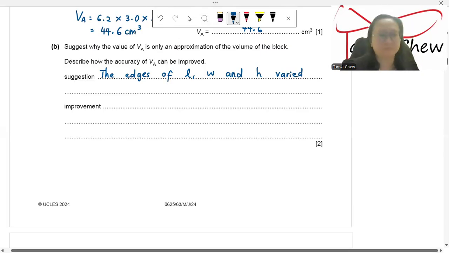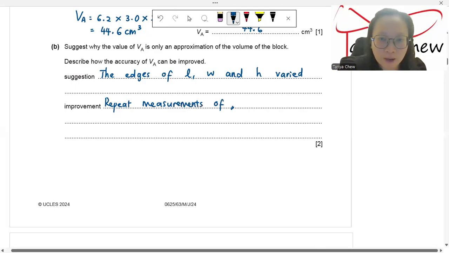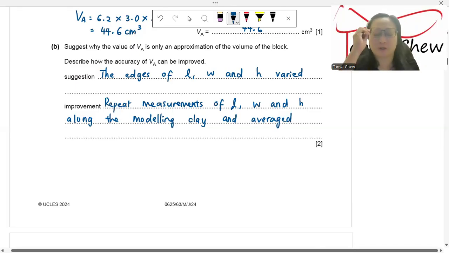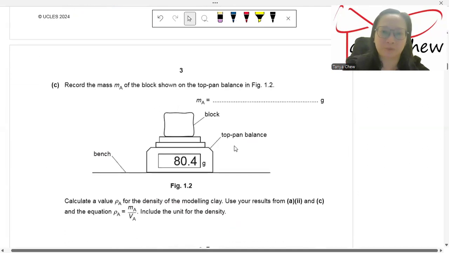The improvement, I would suggest, repeat measurements of L, W, and H along the modeling clay and average. Remember using the word average, because you don't just repeat the experiment, you have to find the average in order for a better improvement.